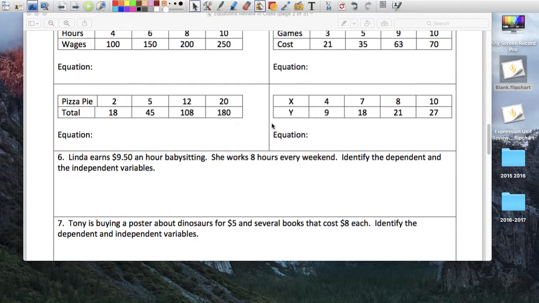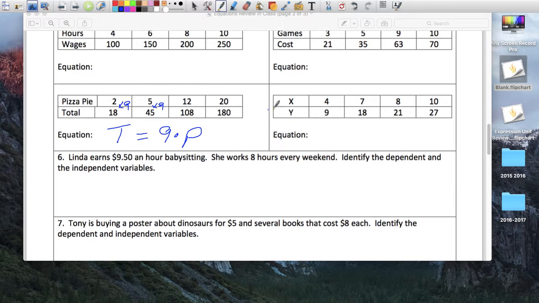Pizza pie. Buy 2 pizza pies, it's 18; 5 is 45; 12 is 108. So I think it's times 9, and so forth. So the equation, the total, is going to be 9 times the number of pies. Right, that was pretty simple.